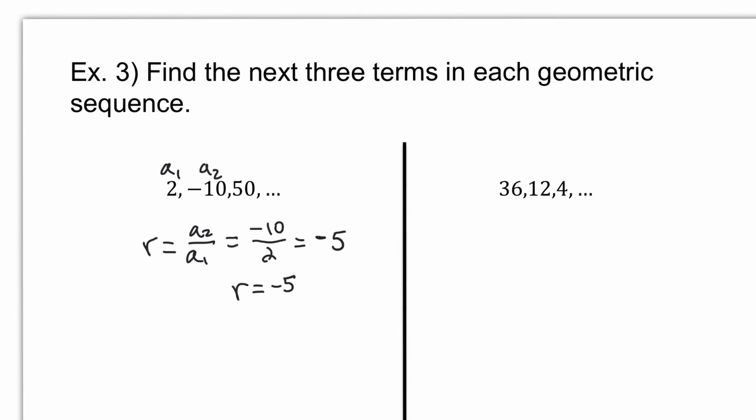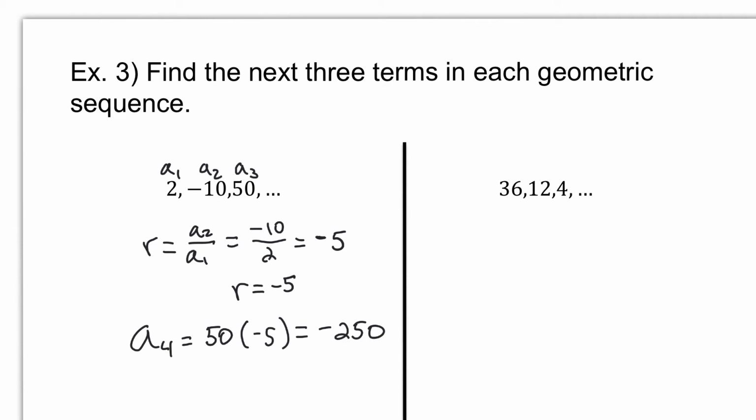So now you guys multiply that to get the next term. I'm going to show you a little notation that you need to know. We know the first term, the second term, and my third term is a sub 3. So the next one should be my fourth term, so I'm going to put a sub 4. I'm going to take 50, which is the previous one, the third term, and multiply by -5, and that's going to be negative 250.